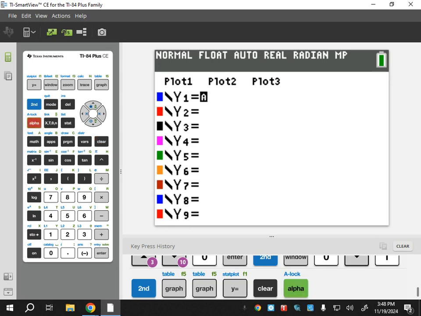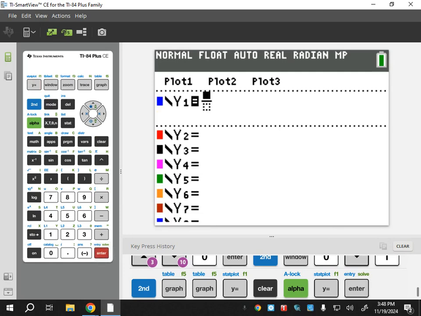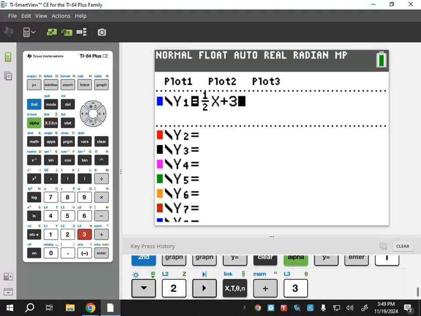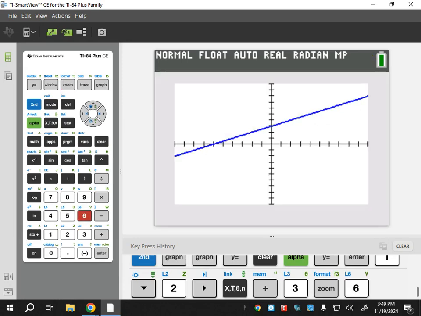So I'm going to push alpha y equals. We're going to go in that improper form. Put in the 1, put in the 2. Now I've got to arrow over so now I'm in line with the fraction bar, put my variable button, plus 3. So here I'm going to do my zoom 6, and I can see our graph.